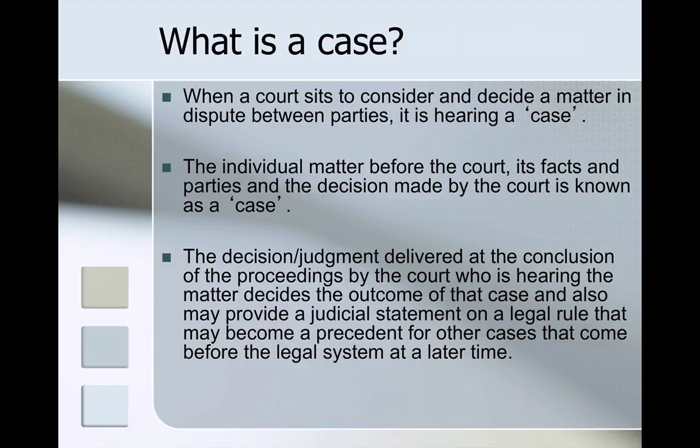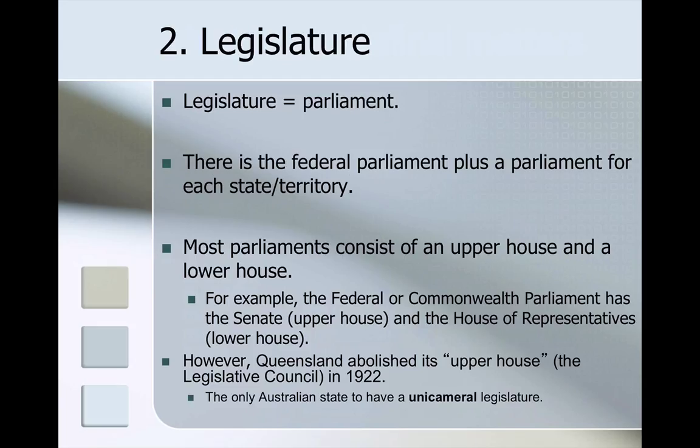So, that then is our very brief introduction to that first branch of government, the judiciary, and how they go about making law. Let's now consider the next branch of government, which is the legislature. The legislature is basically the parliament, and as we've already seen, there is a federal parliament as well as a parliament for each state and territory.